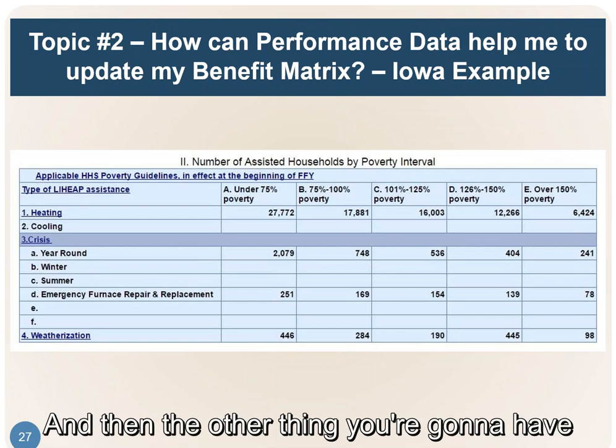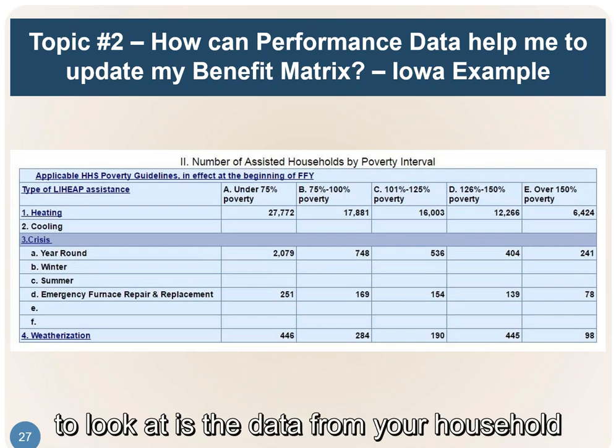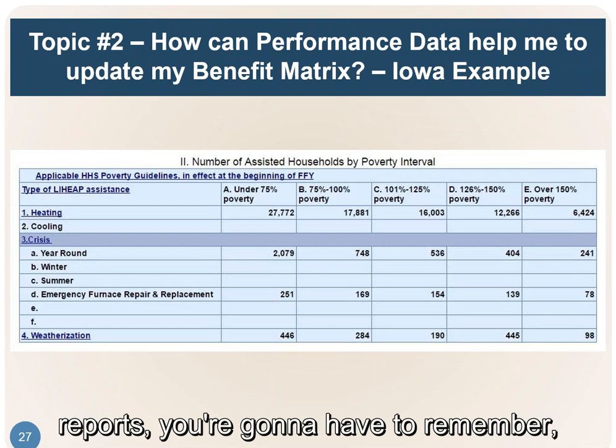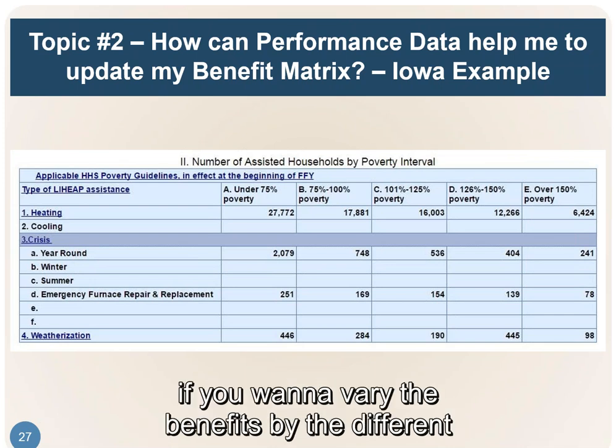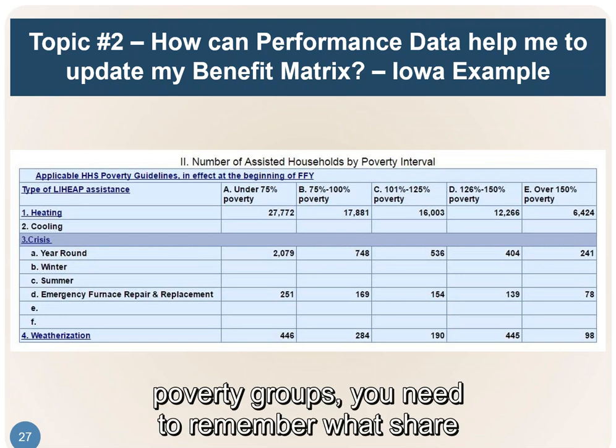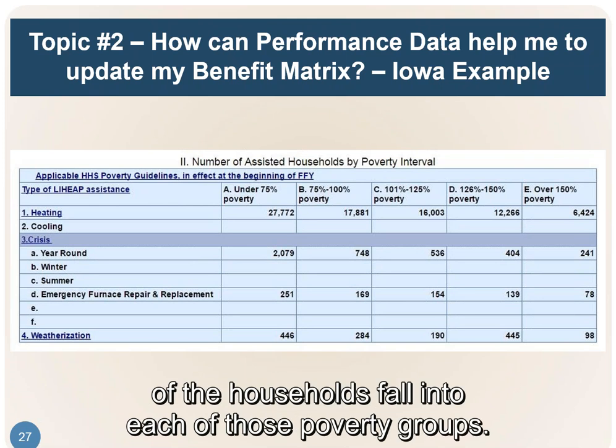And then the other thing you're going to have to look at is the data from your household report. If you want to vary the benefit by the different poverty groups, you need to remember what share of the households fall into each of those poverty groups.